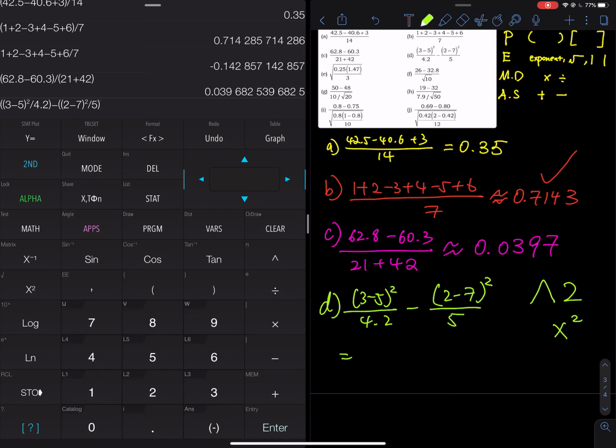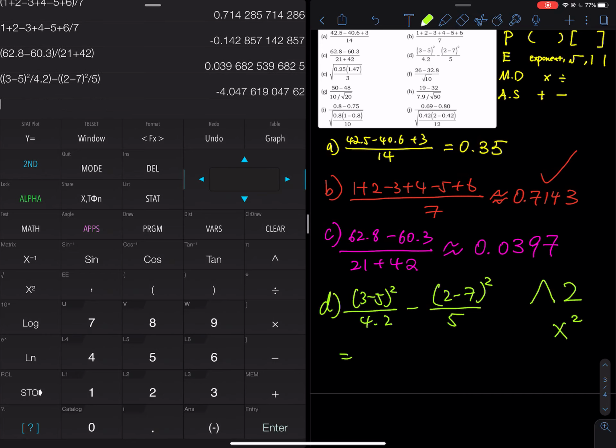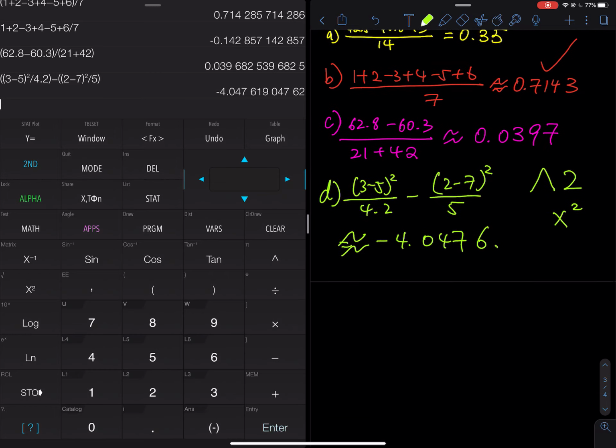So do you see that each fraction is wrapped by a parenthesis? That means I want you to do the subtract, square, divide in one job, and then I have the other one. So I want them to approximate two fractions first, and then we get two results, right? And then the last step is you subtract them. So that is equal to around negative 4.0476. So that is D, and then let's do E.